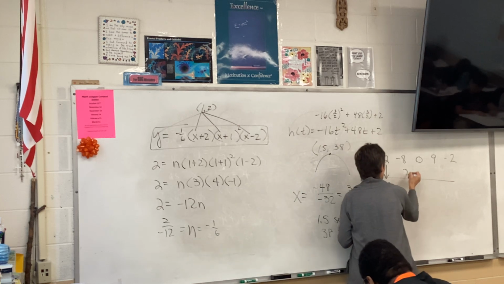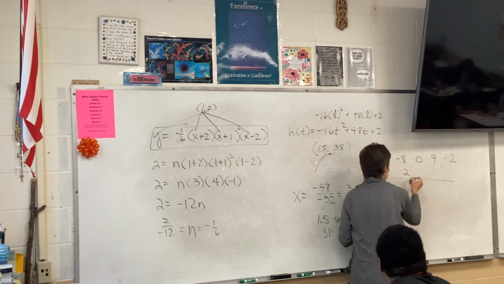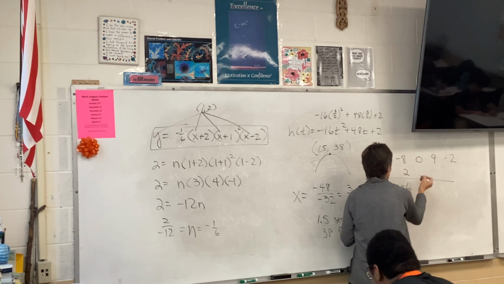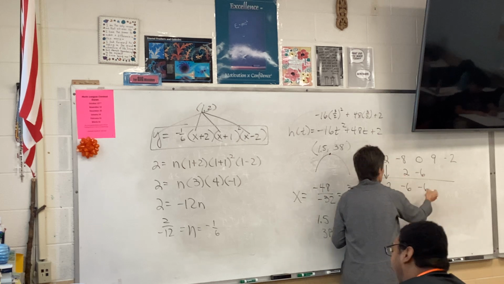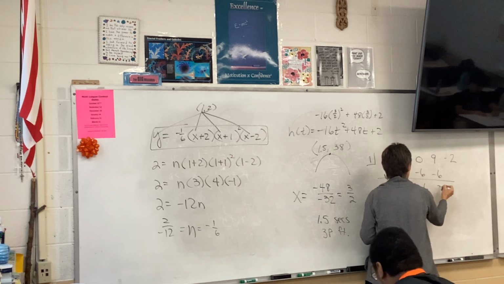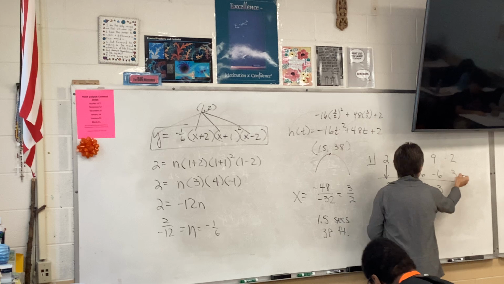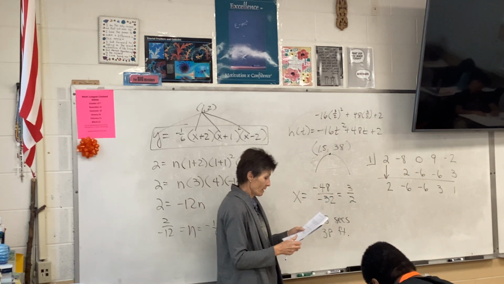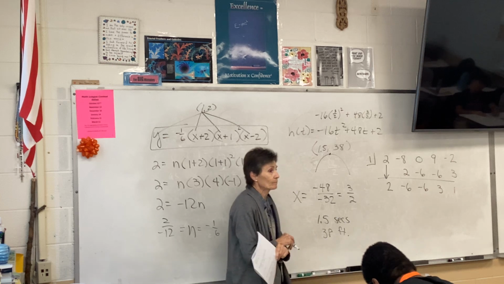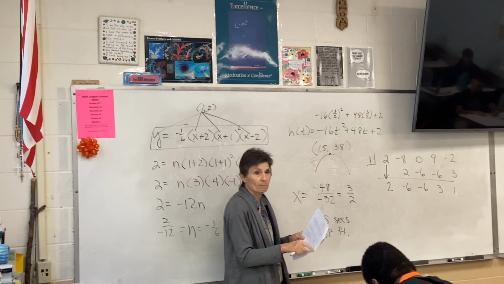One times two, write it here. Add. One times negative six, write it here. Add. One times negative six, right here, add, and add. How did I do with my arithmetic? Is it right? So now I have to fill in the blanks.